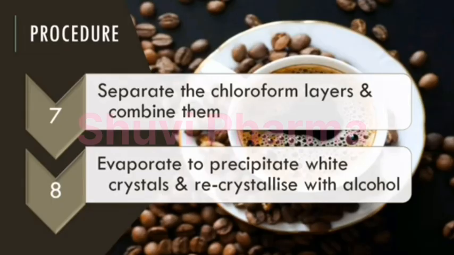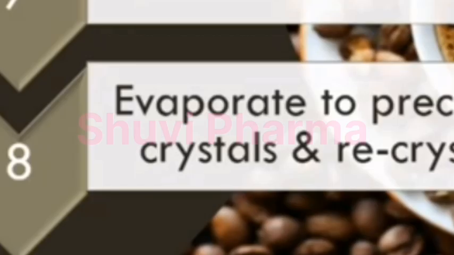The 3 layers are combined together and allowed to evaporate, until white crystals are obtained. It is then recrystallized with alcohol, and at the end pure crystals of caffeine are collected.